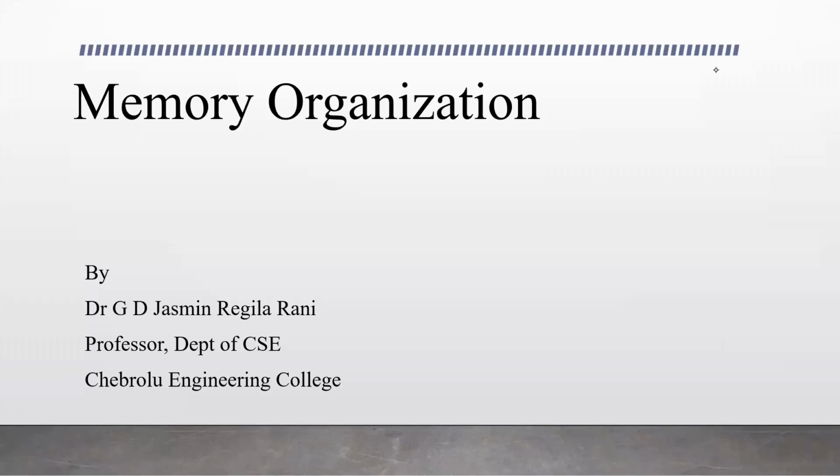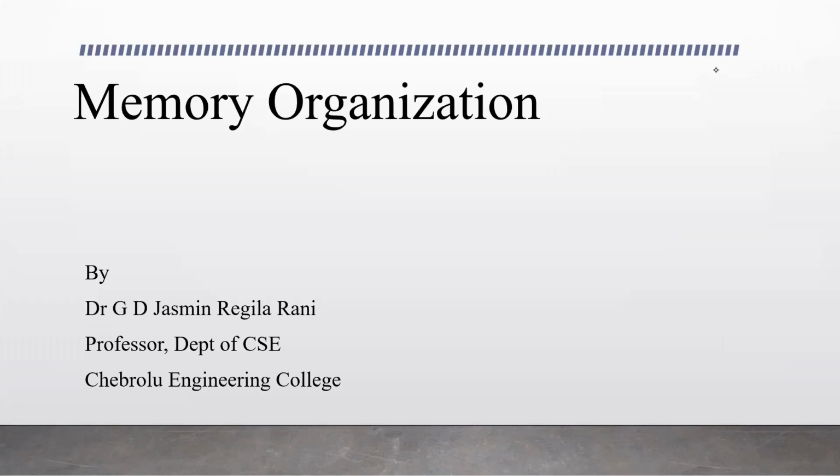So here, memory organization. We learned in the last chapter about input-output organization, that is the organization of the system for taking information into the system and sending information out of the system. And this memory organization is the organization of the system for storing information. Memory is meant for storing information, right? So memory organization is the organization of the system for storing information and for transferring information between the different storage units.